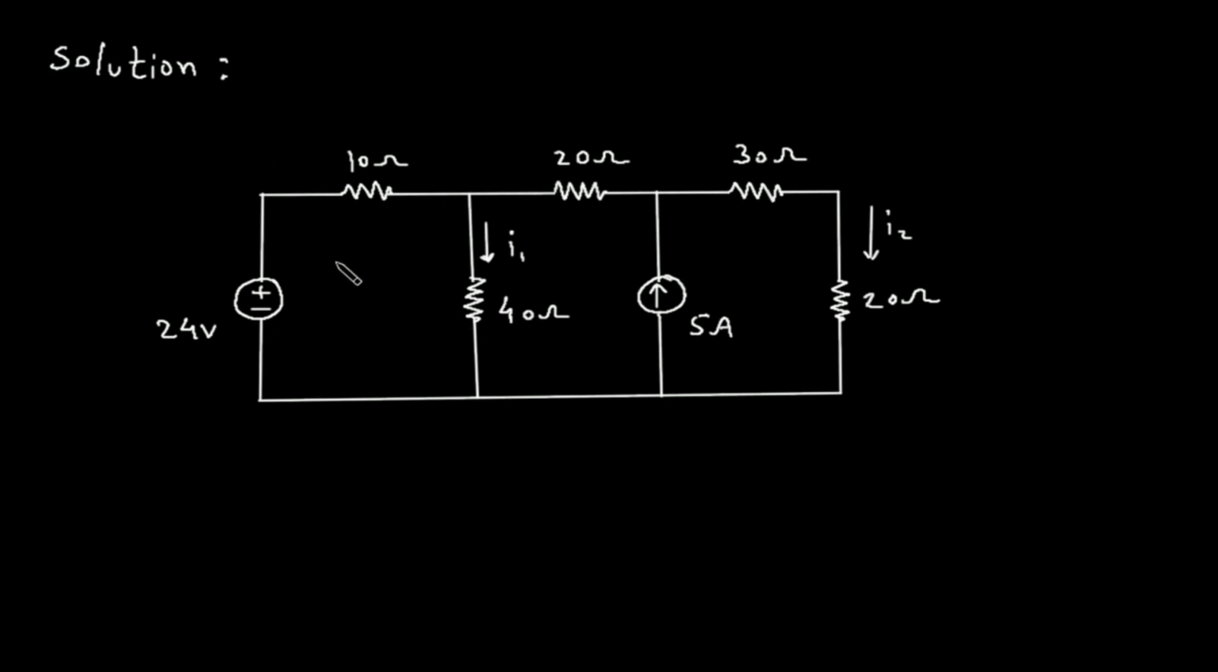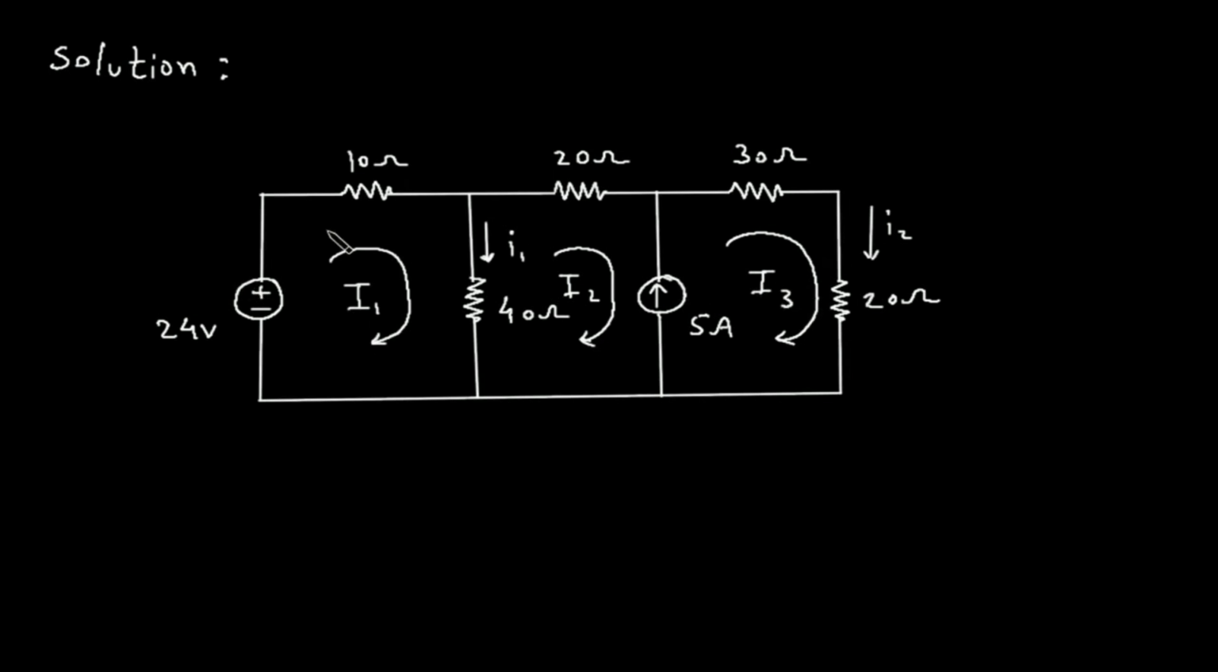Now let's assume this is mesh 1 with current capital I1. This is mesh number 2 with current capital I2. And this is mesh number 3 with current capital I3.